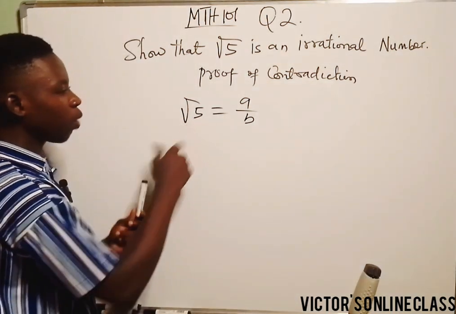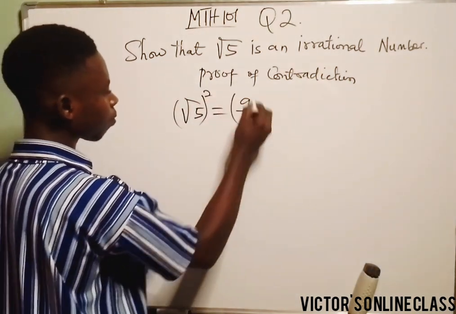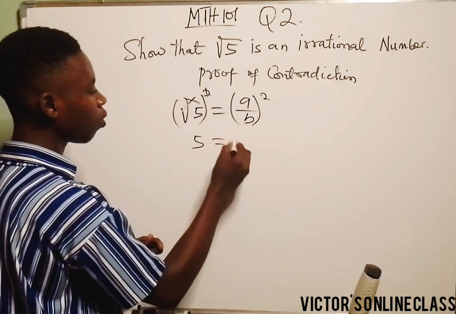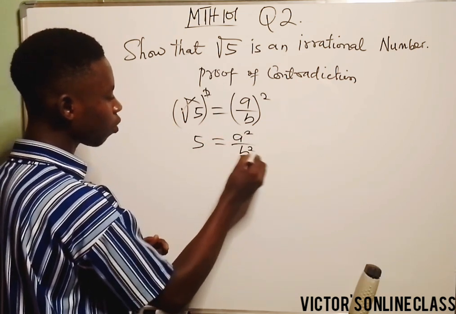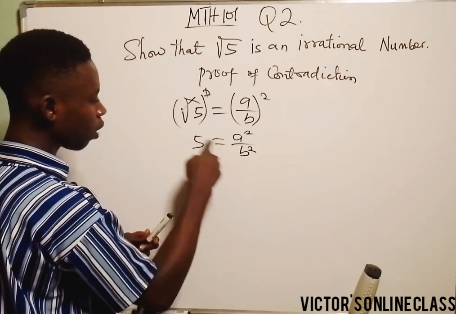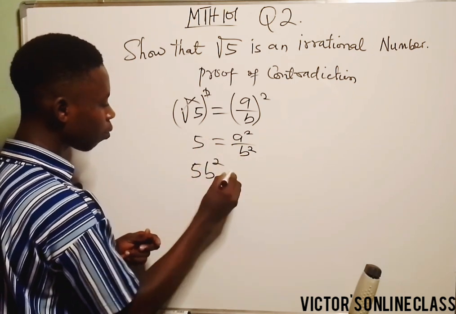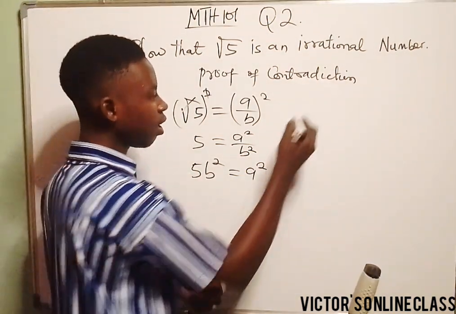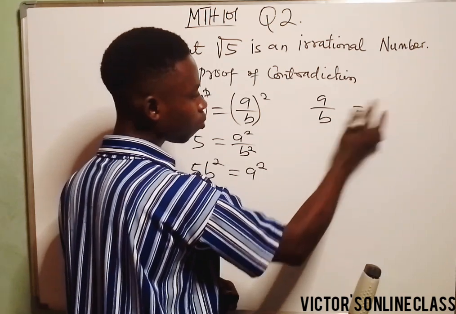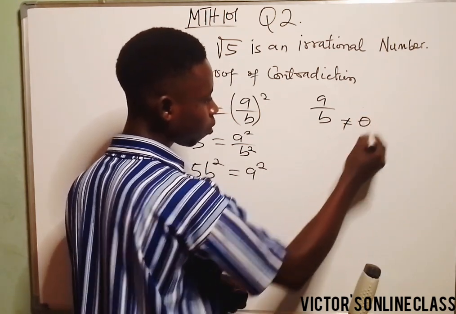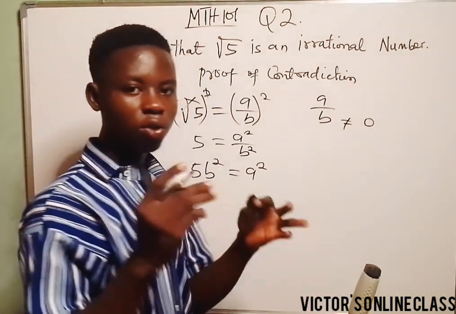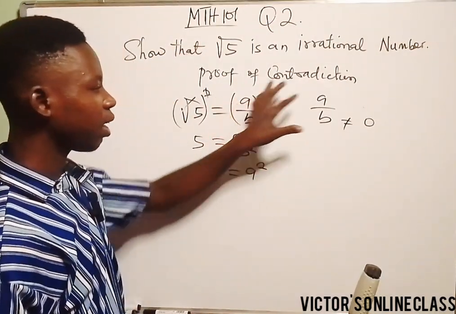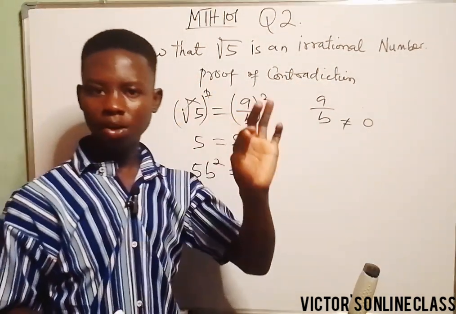Now, we have to eliminate the square root by squaring both sides. Then you have here 5. This square will cancel the square root. And you have here a squared over b squared. Whereas this b squared will multiply this, and we have 5b squared equal to a squared. Now, let's not forget that a over b, b must not be 0, which means b is a non-zero number. And in a rational number, we assume that a and b are not common factors.